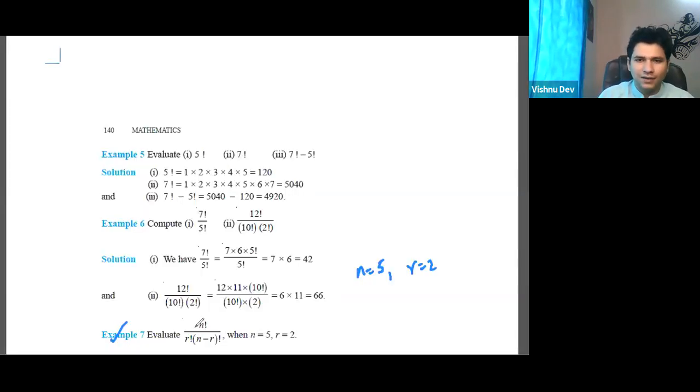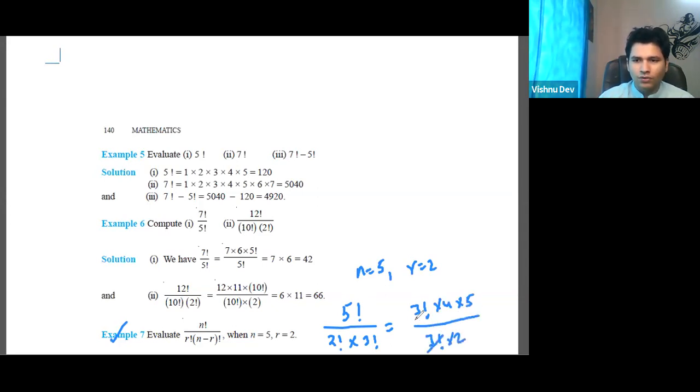Oh, n is equal to 5. See, n is 5, so let us write. It is 5 factorial divided by 2 factorial into 3 factorial. So 5 factorial is 3 factorial into 4 into 5. This is 5 factorial divided by 3 factorial into 2. So 3 factorial cancelled, 2 cancels with 4, 2 times. So the answer is 10.